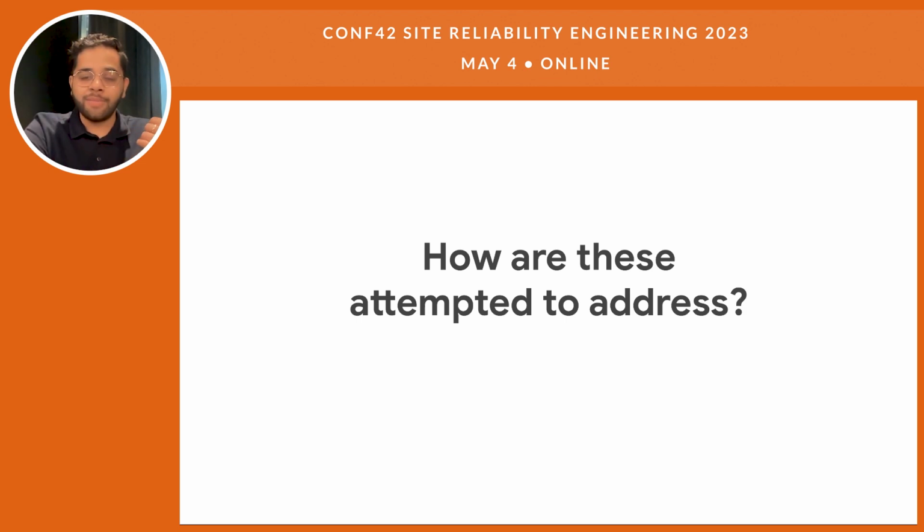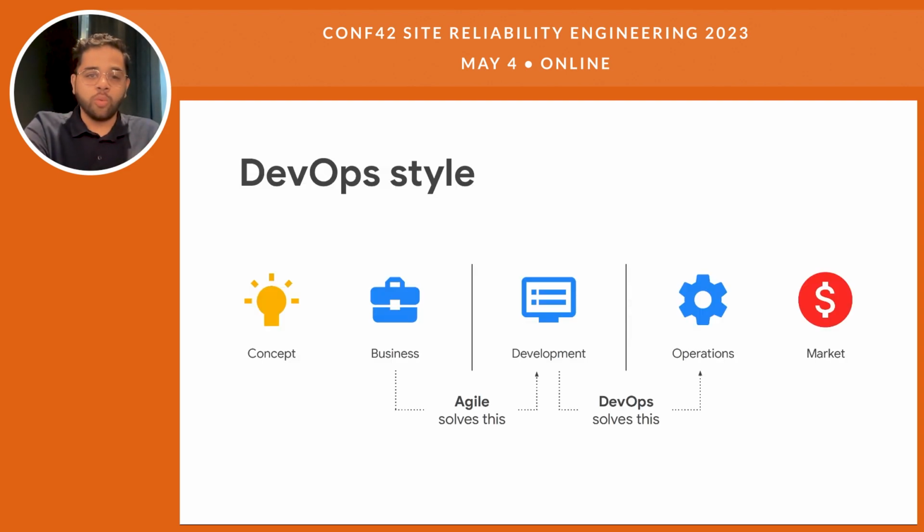I'll be coming back to the previous slide again, but let's see the common ways these kinds of models are addressed in a better way. One approach is the DevOps style. If you look at it holistically, we start from a concept, then it is relevant to a business. We do development of that concept, and we have operations which keep the lights on, and the market drives the whole growth in a flywheel model.